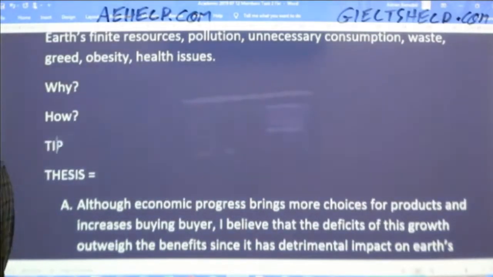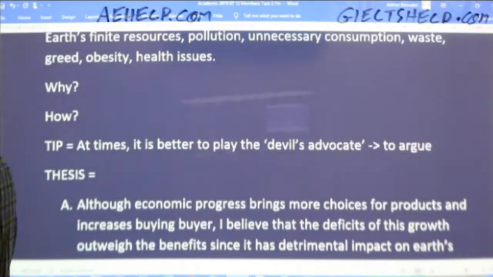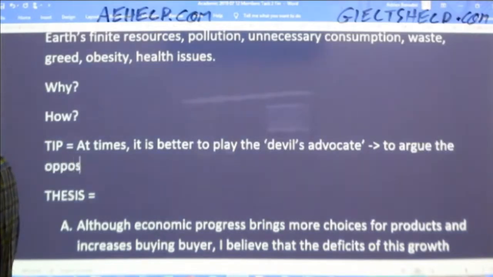So tip. At times, it is better to play what's called devil's advocate. It's an expression which means to argue the opposite of what you actually believe.